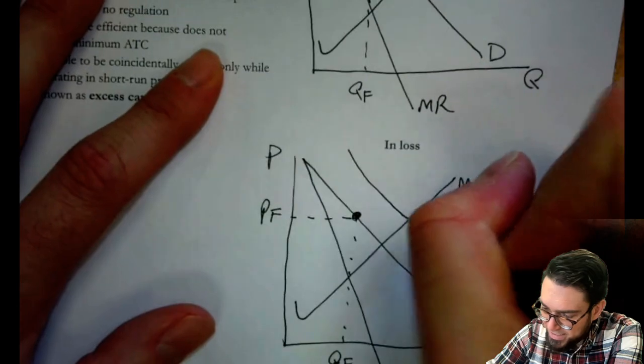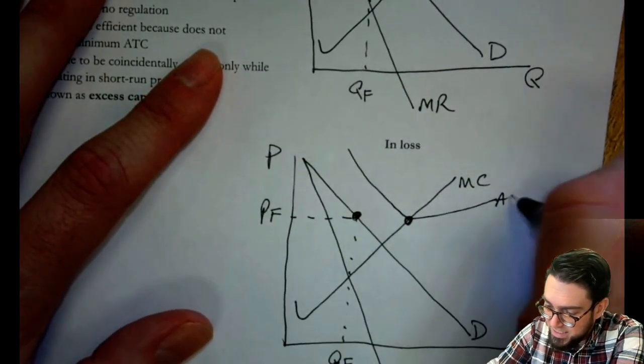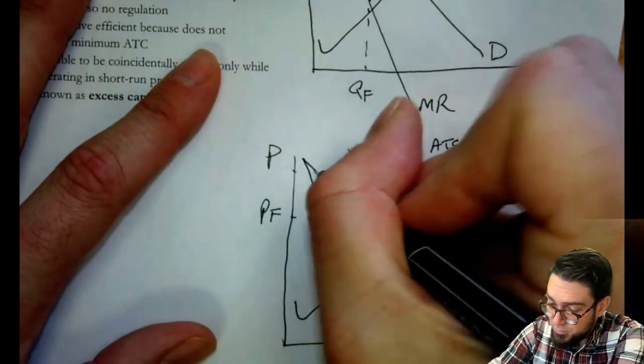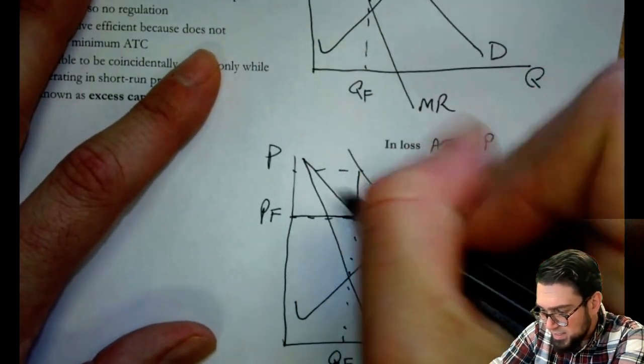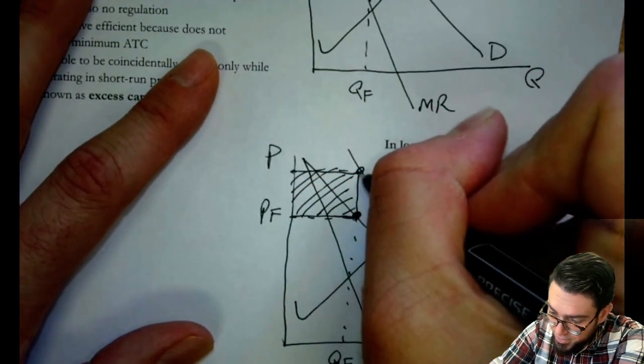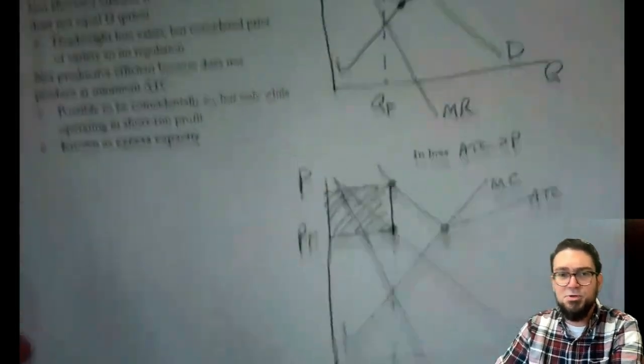So in a loss, our ATC is going to be way up here because ATC would be above the price, ATC greater than the price. And so that will cause us to earn the loss rectangle described here. Doot, doot, doot, doot, doot, all the way up to here. It's got to make noises, right? You got to have sound effects when you're doing these.